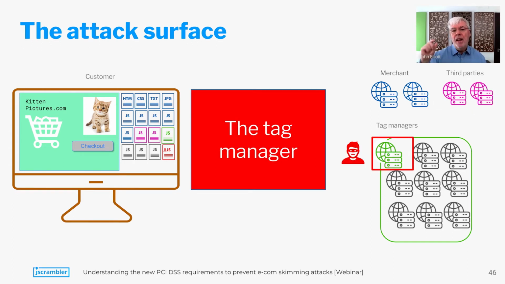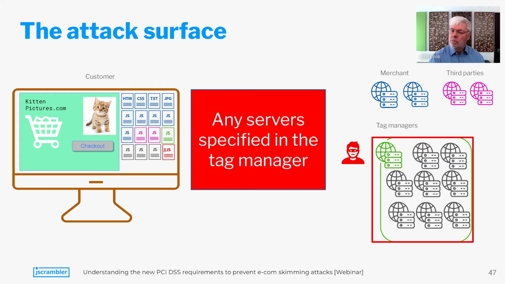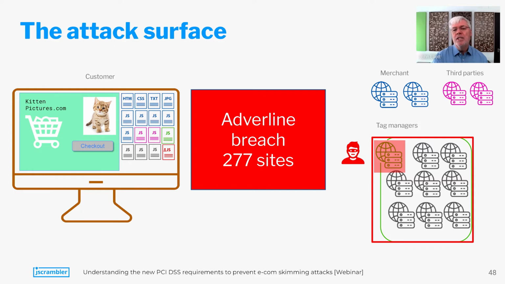They could either add their criminal JavaScript to the tag manager itself, or to any of the locations typically specified by tag managers where JavaScripts can be loaded from. And that's how the Avaline breach happened.